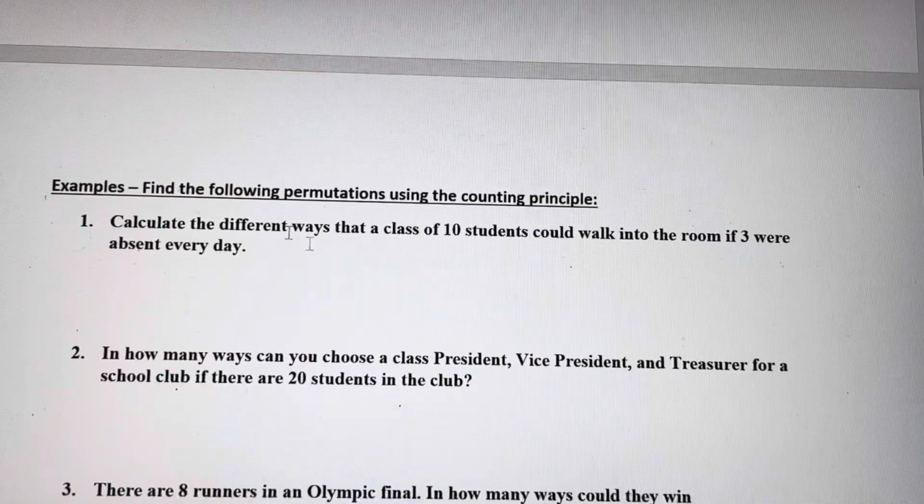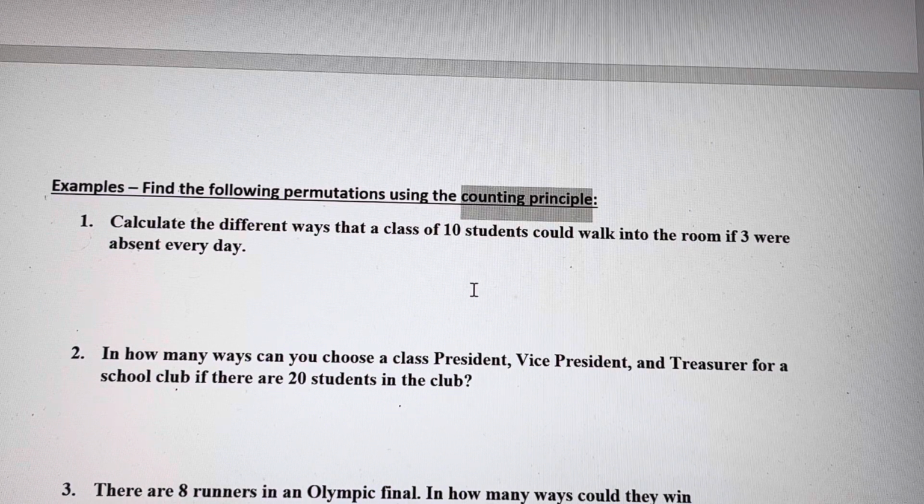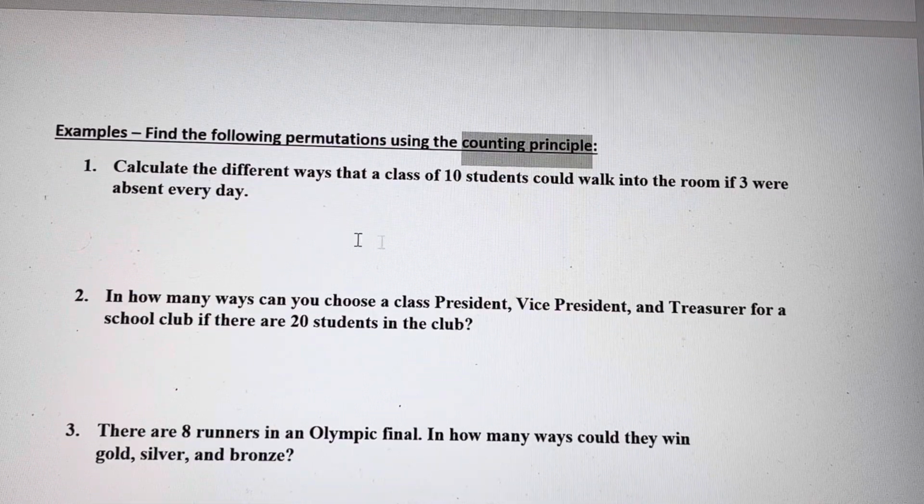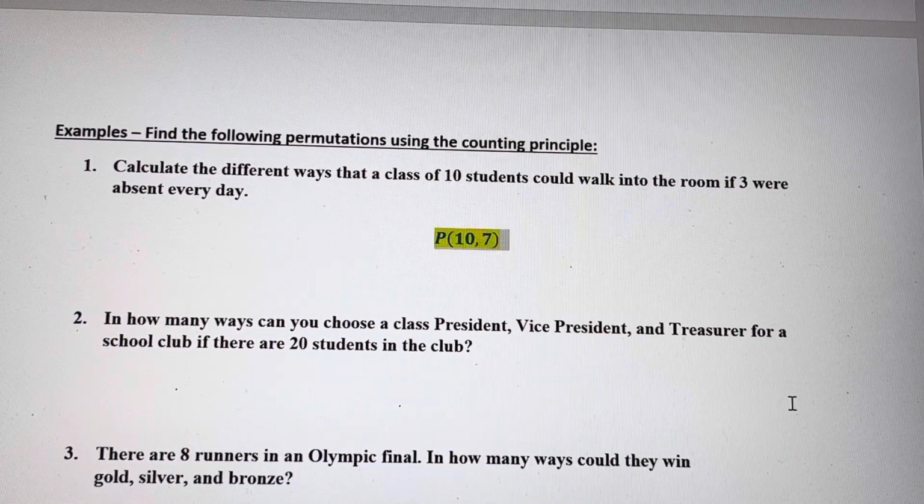So in this first example, we're going to use the counting principle, just like we did with the license plates problems, to answer these. Let's say instead of having 4 people in the class, we've got 10 students in the class, and the teacher knows that 3 are going to be absent. So our notation, permutations of 10 objects, and we're grouping 7 of those. Notice 3 are going to be absent. That means 7 students are going to walk into the room.